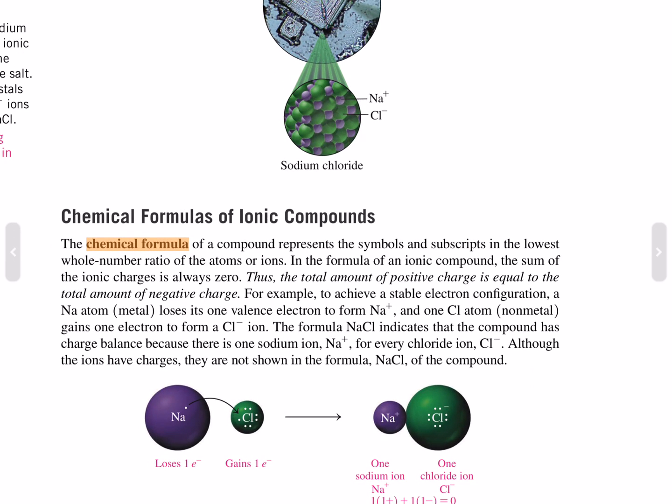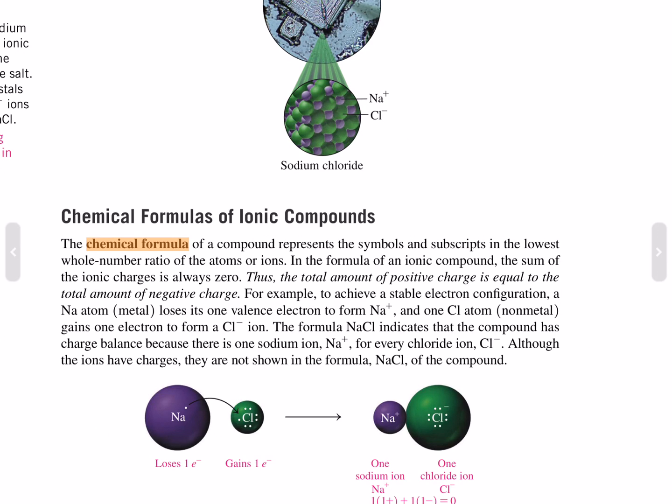Chemical formulas of ionic compounds. The chemical formula of a compound represents the symbols and the subscripts of the lowest whole number ratio of the atoms or ions. In the formula of an ionic compound, the sum of ionic charges is always 0. Thus, the total amount of positive charge is equal to the total amount of negative charge.